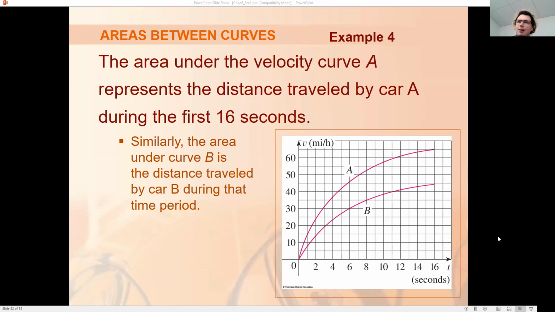And when I integrate velocity, I know that I get distance or position. So the amount of area beneath the curve A is going to be the distance traveled by that first car. The amount of area beneath the curve B is going to be the distance traveled by the second car. And I can subtract distances. That's an easy thing to do. They're just numbers. What is that representing here?